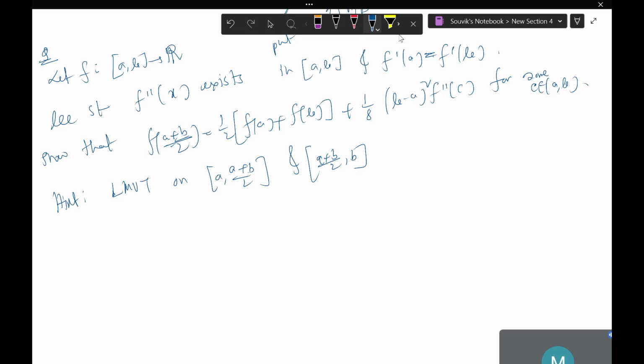I can take c1 in the first interval a to (a+b)/2 and c2 in (a+b)/2 to b, and then apply Lagrange's mean value theorem. Then I take the function f'(x) on the interval c1 to c2 and apply the mean value theorem. But I can't find c2 minus c1.